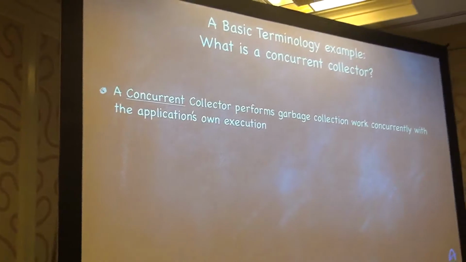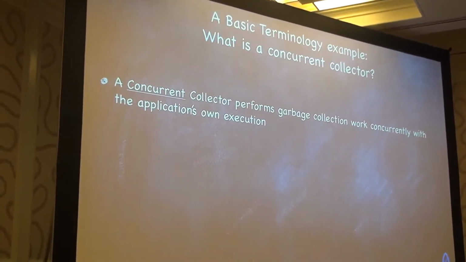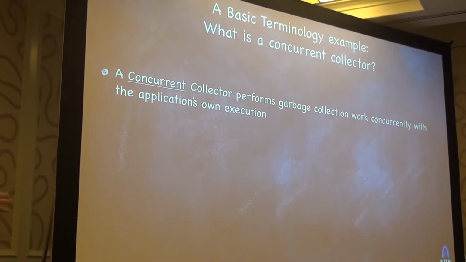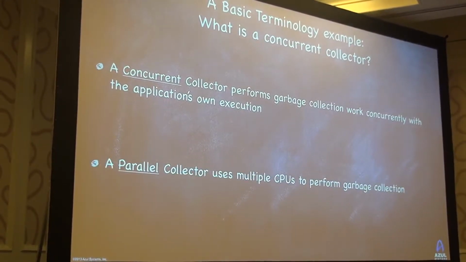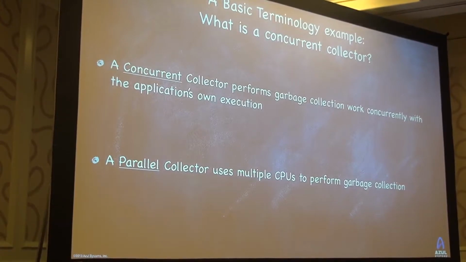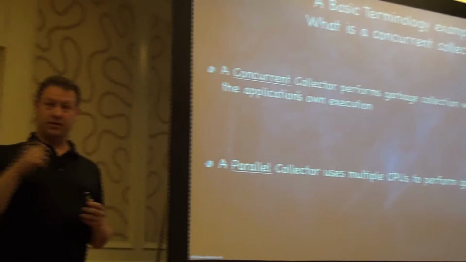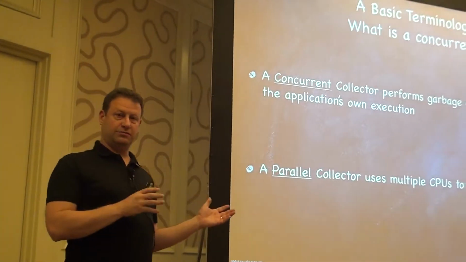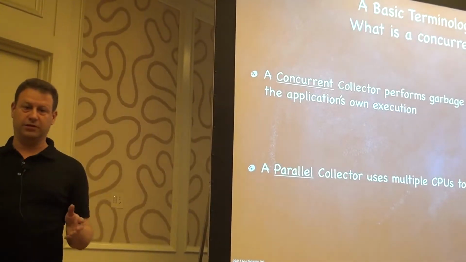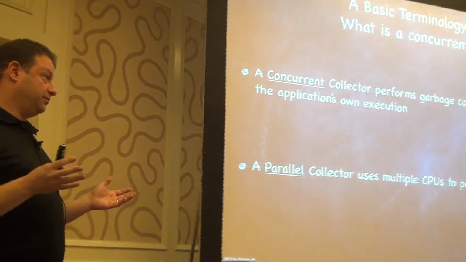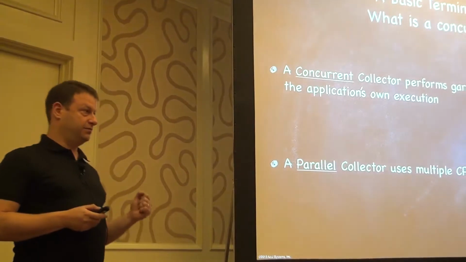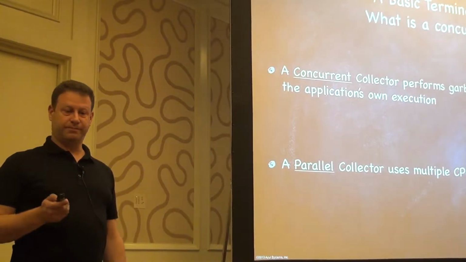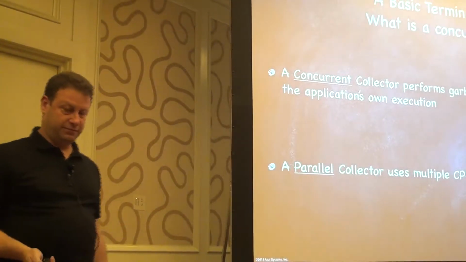So let's define them. A concurrent collector is a collector that does its job while your application is still running, without stopping your application, concurrent with your application. A parallel collector is a collector that uses more than one thread to do its job. These two terms have nothing to do with each other. They're orthogonal. You could be concurrent, but not parallel. You could be parallel, but not concurrent. You could be both. You could be neither. In reality, most concurrent collectors these days are also parallel, but there's plenty of parallel that are not concurrent. Other terms to define.